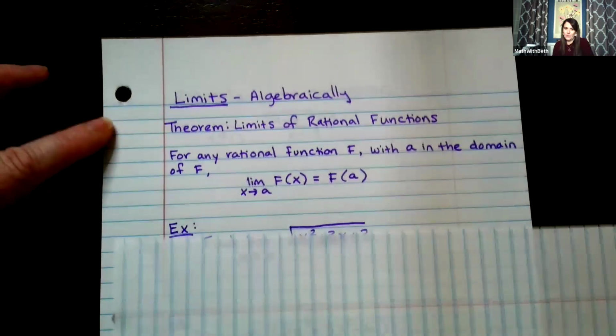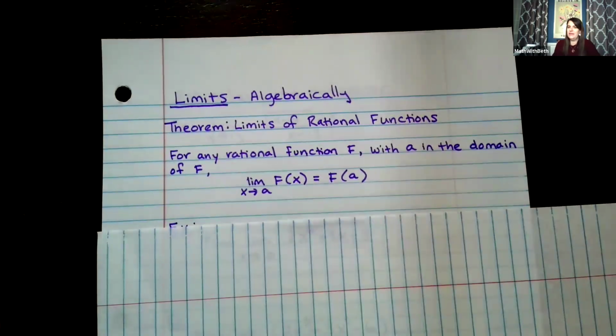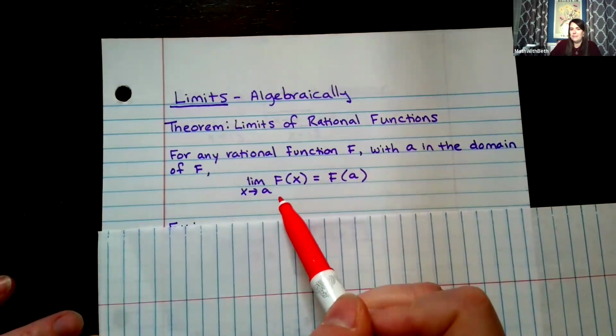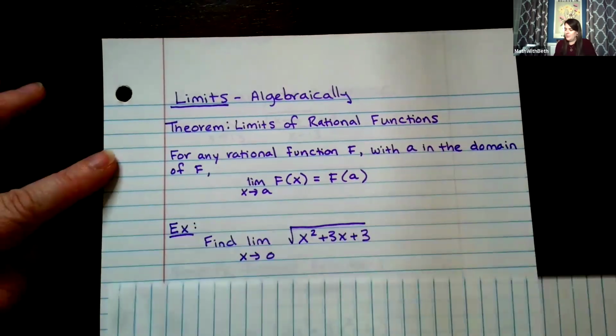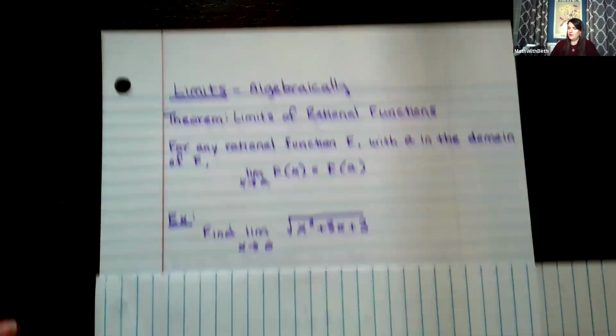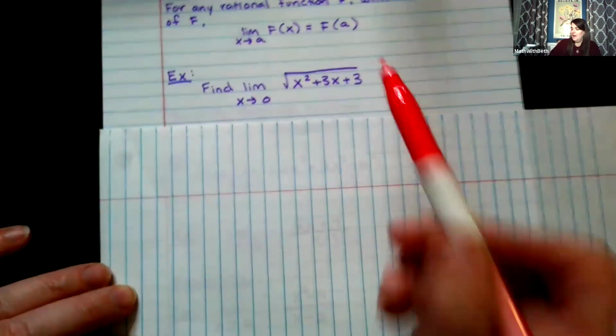That's very wordy, but what all that really means is if you're trying to find the limit at a certain number, and that number is in the domain of the graph, meaning there's not a hole there, there's not an asymptote there, there's nothing weird going on at that number, then the limit is the same as the actual value at that point.